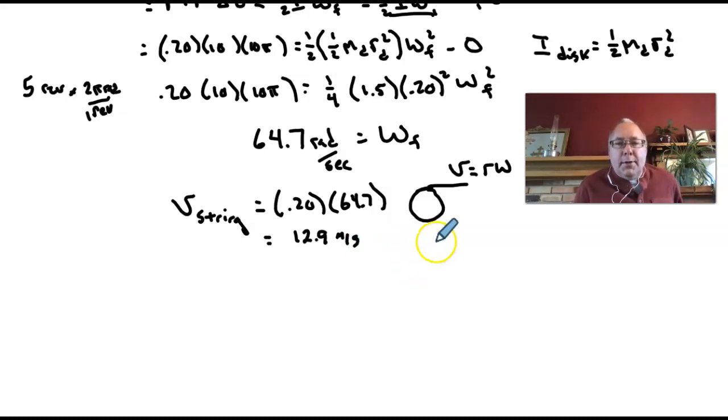So that is just a real quick application of how you would apply work to a spinning object in terms of rotational terms.